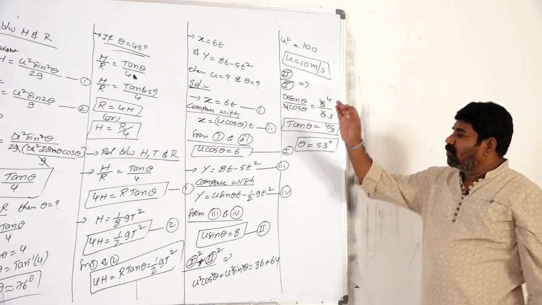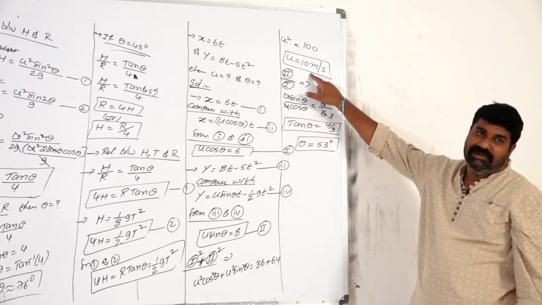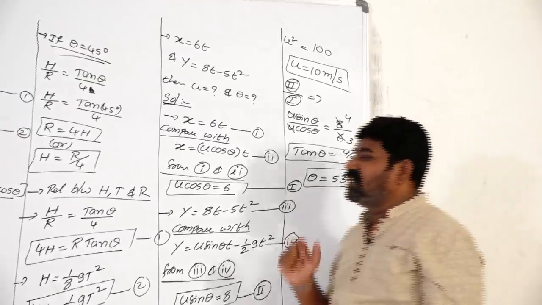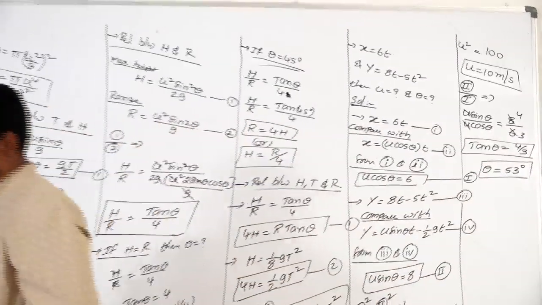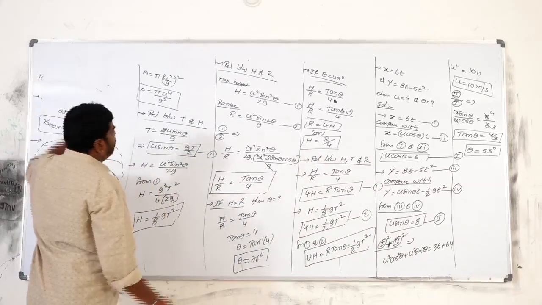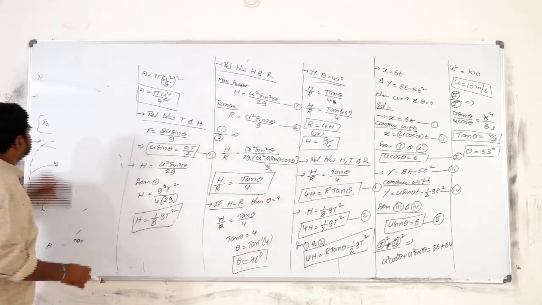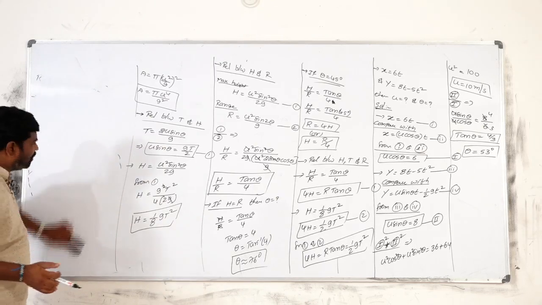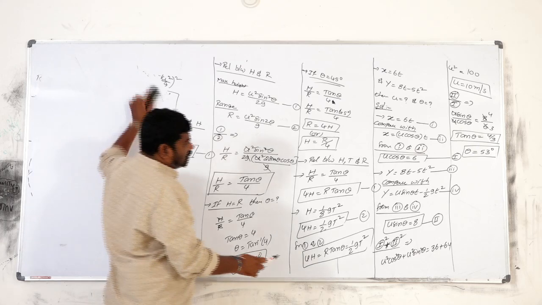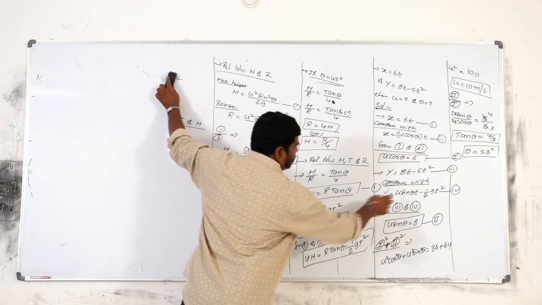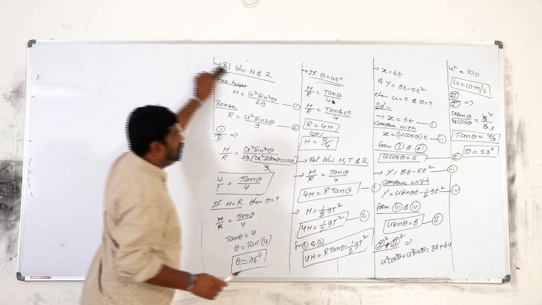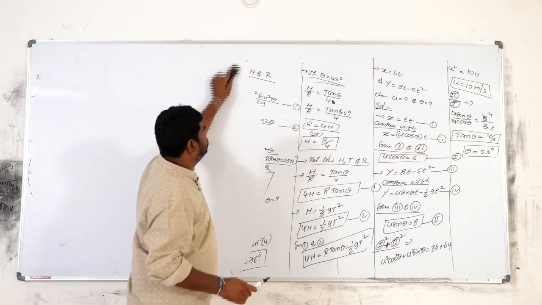So that projectile is projected with initial velocity of 10 meter per second and the angle of projection is nothing but 53 degrees. Next application is based on the equations. What is the horizontal distance traveled in t seconds? u cos theta into t. What is the vertical distance traveled in t seconds? y is equal to u sin theta into t minus half g t square.